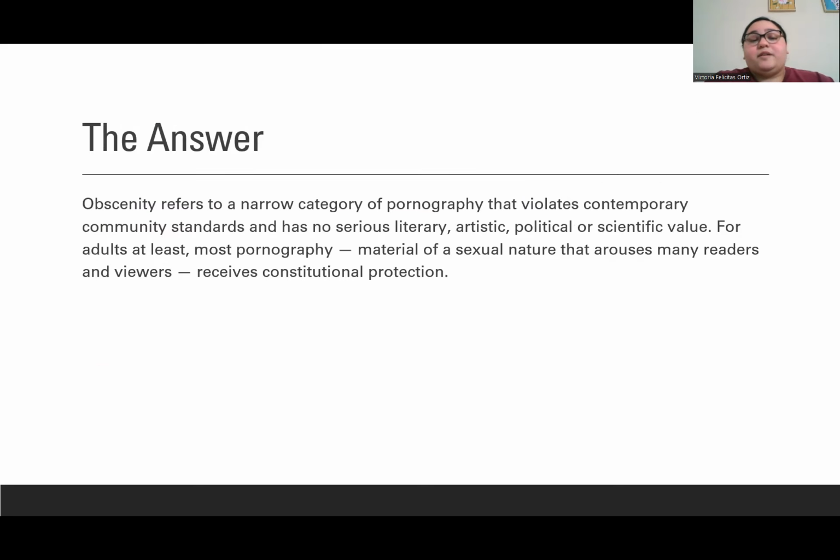The answer is that obscenity refers to a narrow category of pornography that violates contemporary community standards and has no serious literary, artistic, political, or scientific value. For adults, at least, most pornography, material of a sexual nature that arouses many readers and viewers, receives constitutional protection.